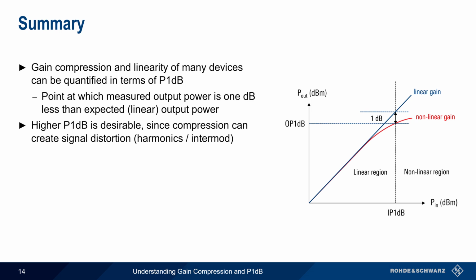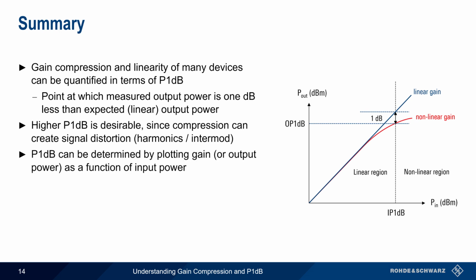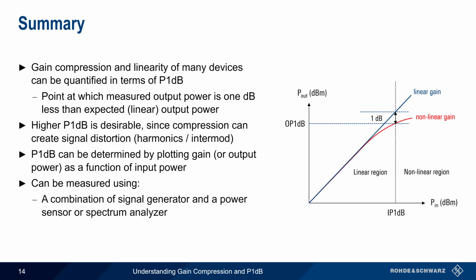P1dB is determined by measuring the input and output power of a device, and then plotting gain as a function of input power. Several different test and measurement instruments can be used to plot gain curves and calculate P1dB. One method is using signal generators with either RF power sensors or spectrum analyzers. Another method is using a vector network analyzer, or VNA, which both supplies P in and measures P out.